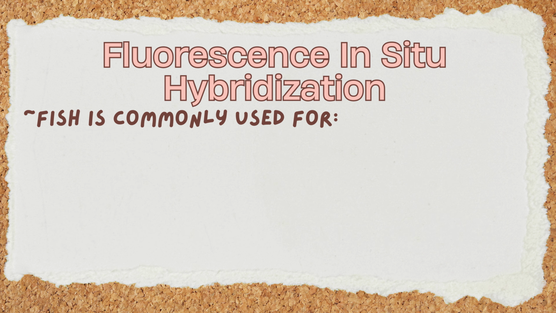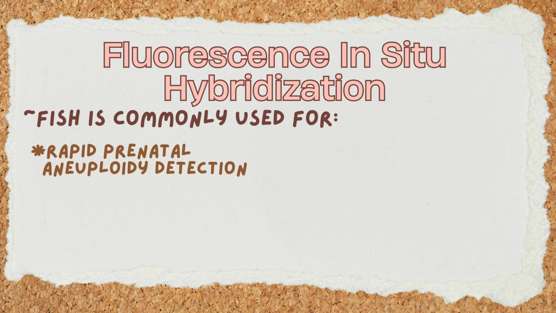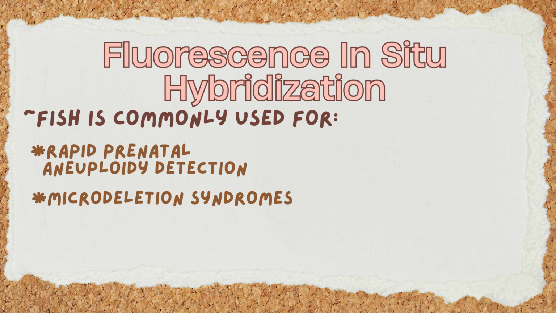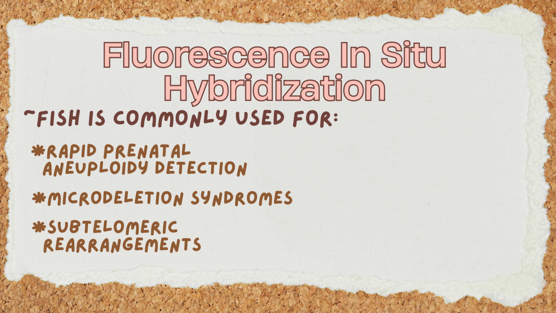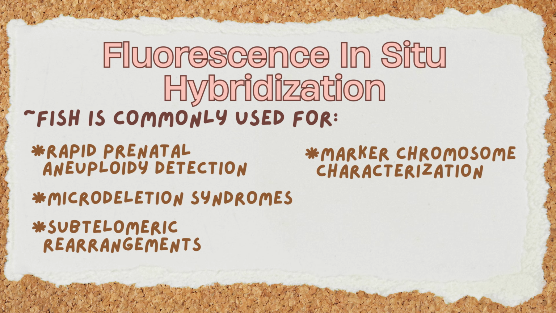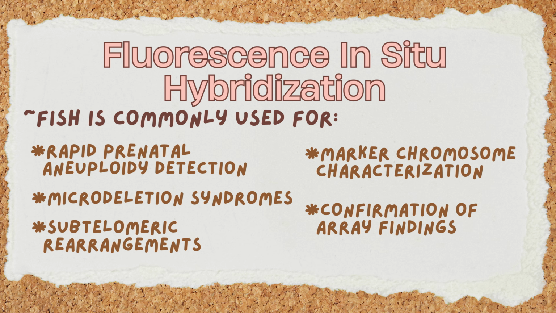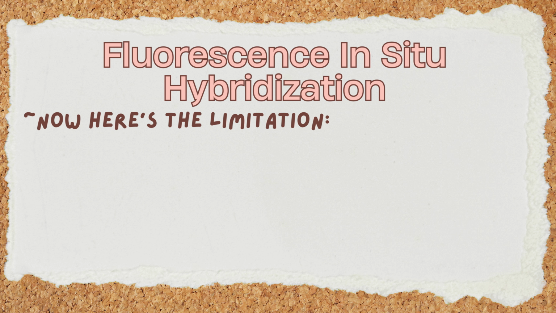FISH is commonly used for rapid prenatal aneuploidy detection, microdeletion syndromes, subtelomeric rearrangements, marker chromosome characterization, and confirmation of array findings. A classic example is 22q11.2 deletion syndrome. Now here's the limitation.